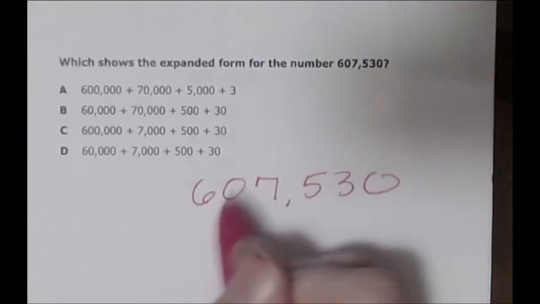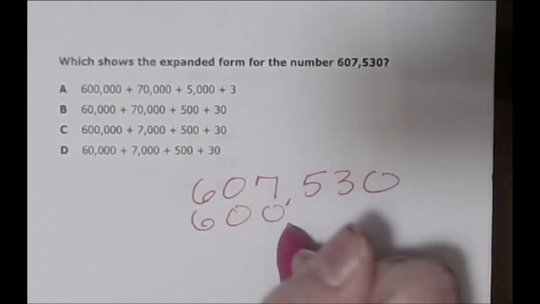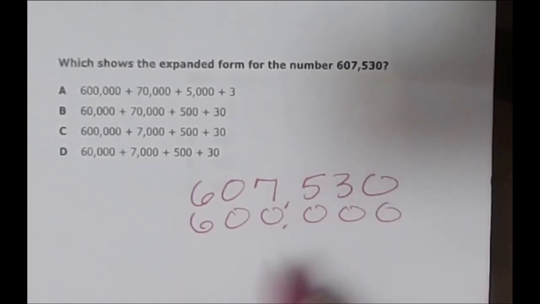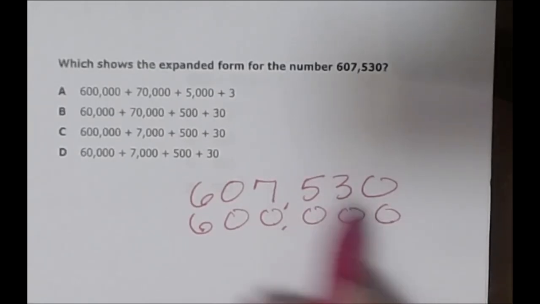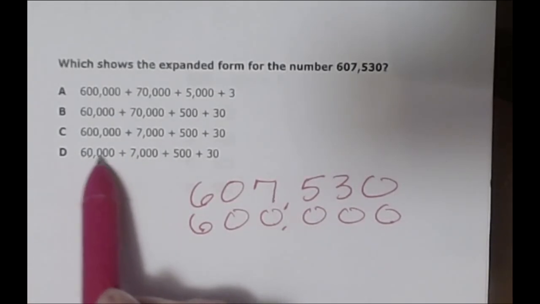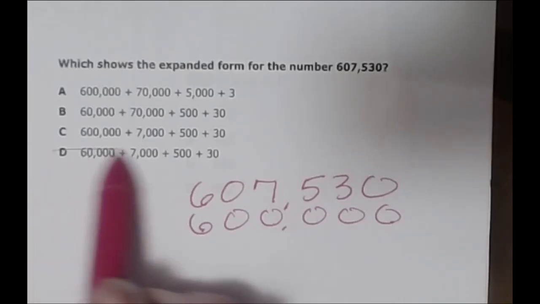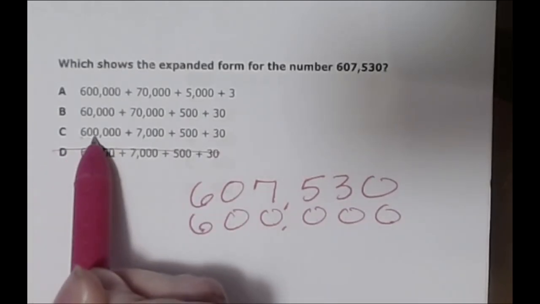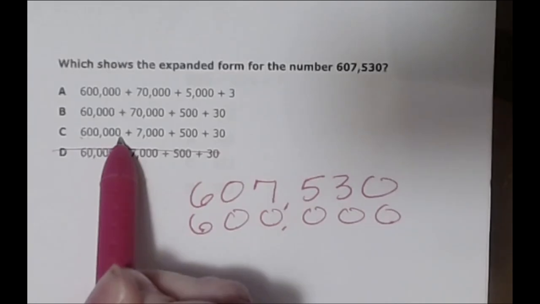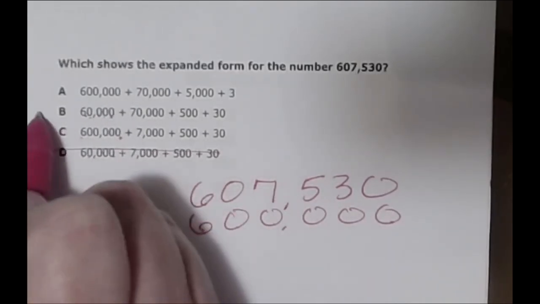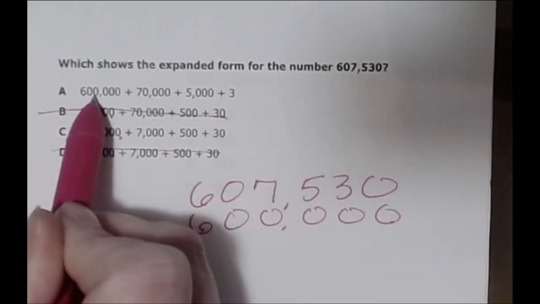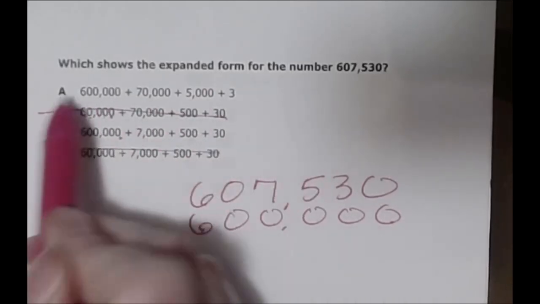So write 6, and then all of these become zeros. So if I have a 6, that means I'm going to have 1, 2, 3, 4, 5 zeros. Well, here's a 6, but 1, 2, 3, 4 zeros. Not it. A 6, 1, 2, 3, 4, 5 zeros. Okay, maybe. 6, 1, 2, 3, 4 zeros. Nope. A 6, 1, 2, 3, 4, 5 zeros. All right, also a maybe.